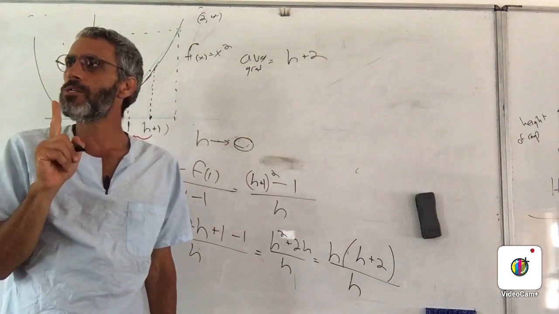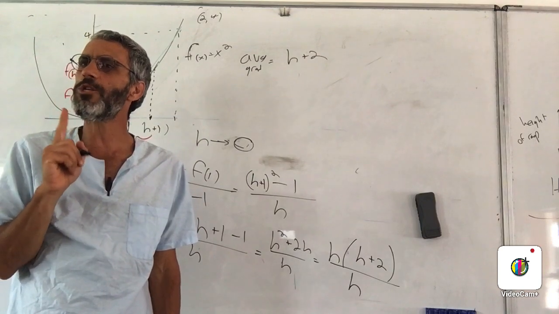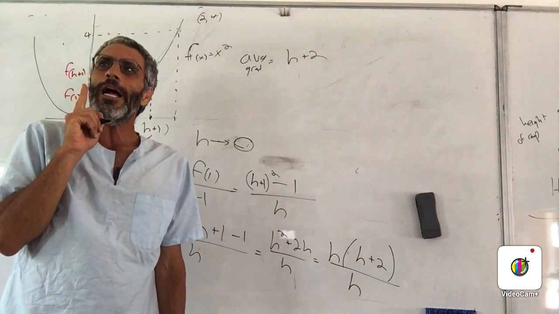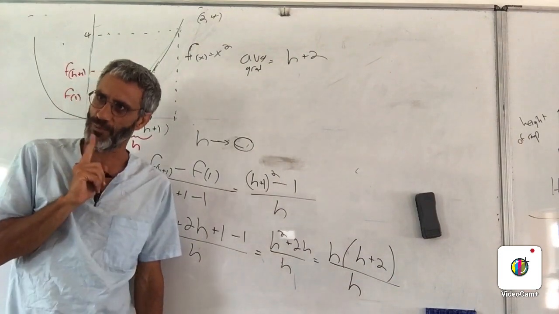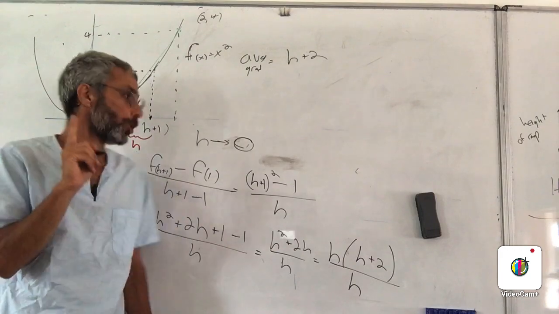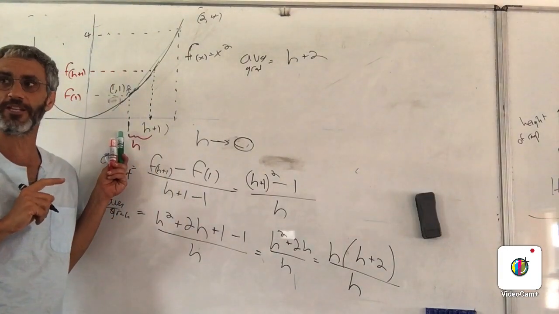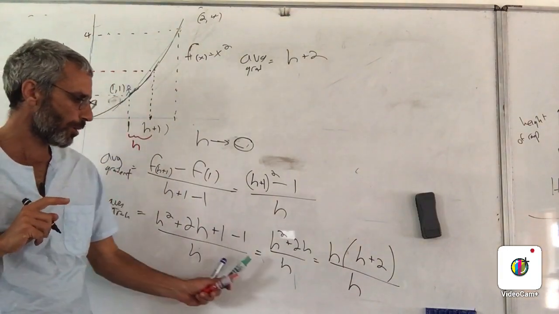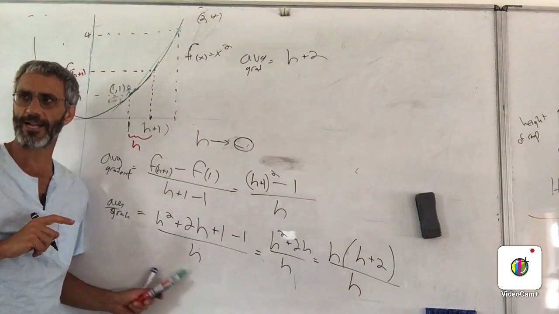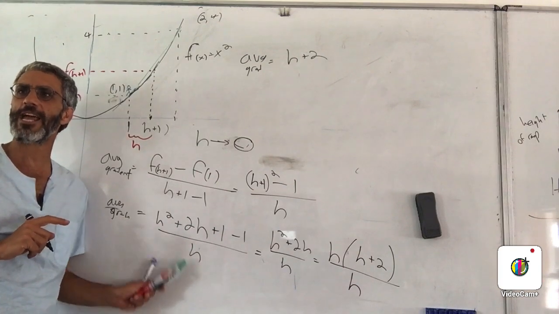But now I have to remember, what do we know about this h? It's very small. I can't say it's 0. You know why I can't say it's 0? It has to be bigger than 1. No, it will definitely be smaller than 1. But what's the problem if I say it's equal to 0? It's undefined. So I can't say that h is 0.